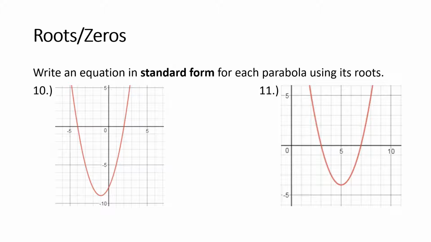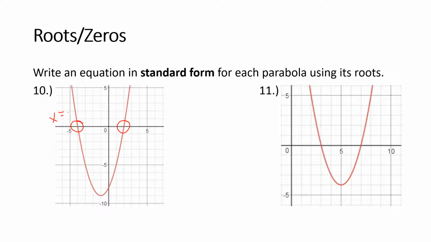All right, moving right along. Example number 10. We're going to write an equation in standard form for each parabola using its roots. Using the roots, we're going to look at where it crosses the x-axis and put together an equation for this. It looks like this one crosses the x-axis at negative 4.